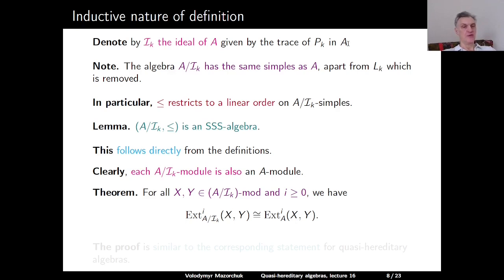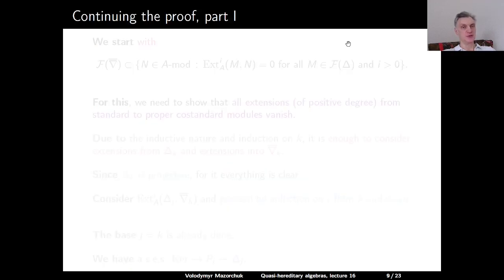In other words, for any A modulo I_k modules X and Y, and any degree i greater than or equal to 0, the degree i extensions from X to Y as A modulo I_k modules are isomorphic to the degree i extensions from X to Y as A modules. And the proof of this is very similar to the corresponding statement for quasi-hereditary algebras. Now let us proceed with the proofs of our main theorem.